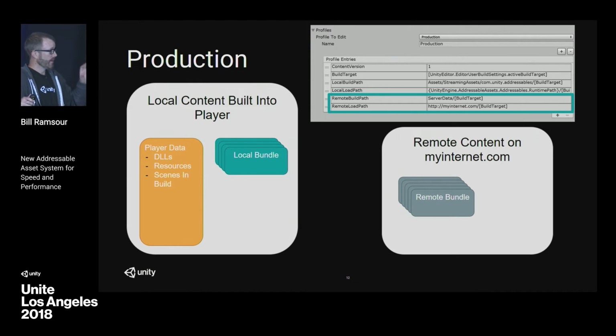I've got my actual player data, the executable, all that kind of stuff, and I've got a bunch of local content, things that I've set up to be local bundles, and then I've got my remote content on myinternet.com. So the way I do that is I set up my profile to have my remote build path and load paths pointing to this server data folder and this hosting website. But this is my production setup. I don't want to do this while I'm developing my game, while I'm iterating on my game.